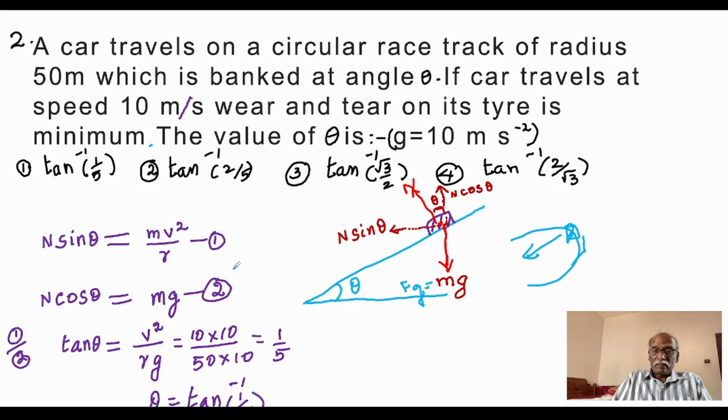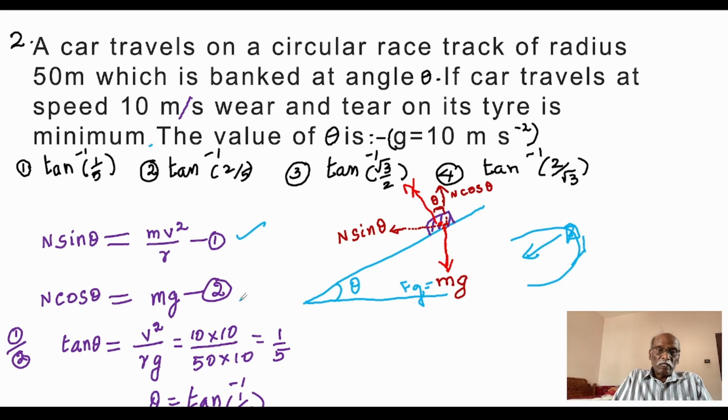N sin theta is the component of the normal which is acting towards the center. N sin theta equals mv square by r, the centripetal force. Coming to the other component, which is actually acting vertically, mg is balanced by N cos theta. Therefore, N cos theta, the component of the normal, is balanced by mg, the weight.